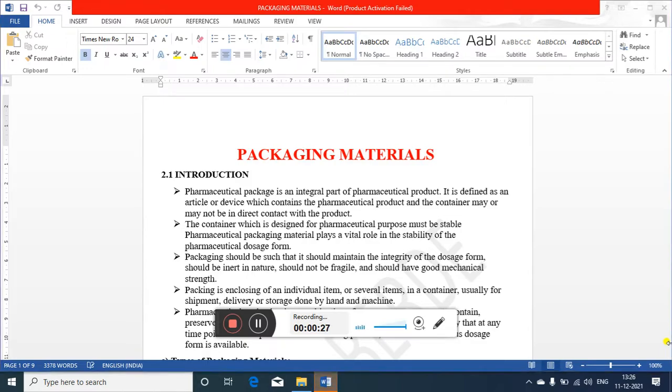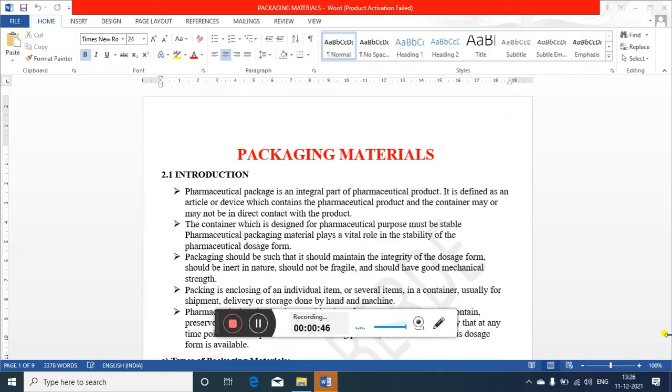Packaging material is the second chapter for the first year Diploma in Pharmacy, and it is also part of the B.Pharm pharmaceutics syllabus. Packaging material is an integral part of the pharmaceutical product. So we can define packaging, which means what?